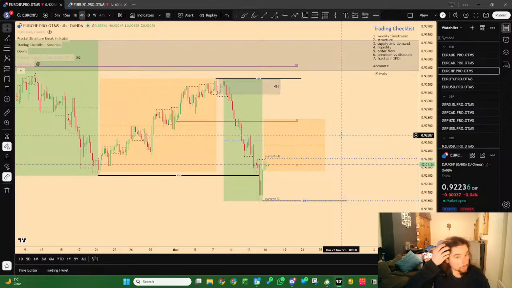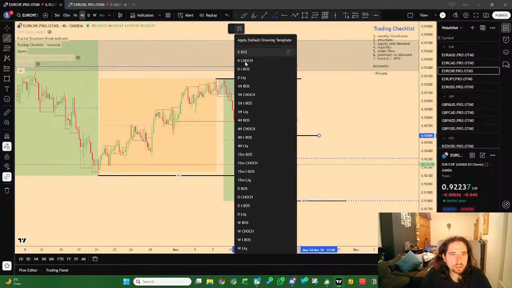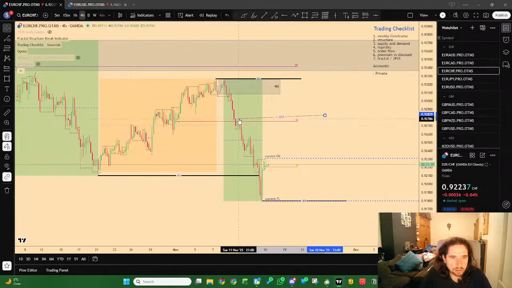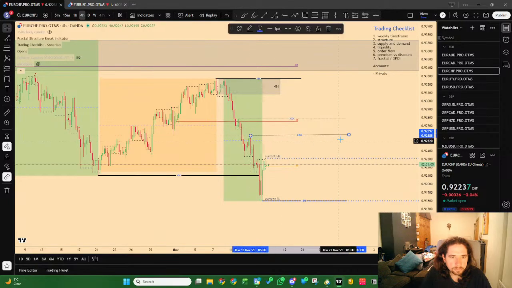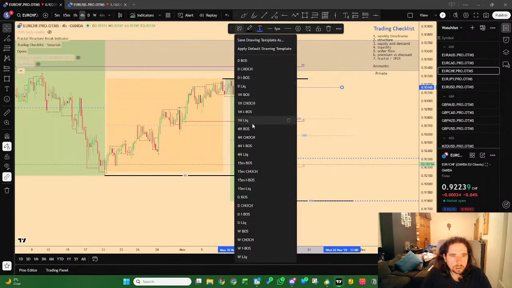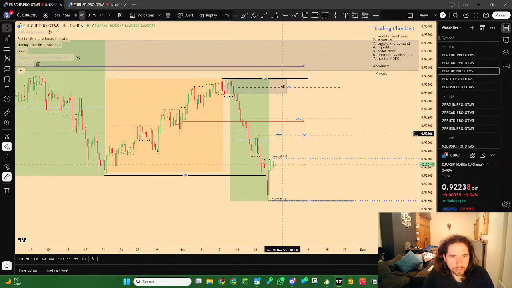So you could say that this here is our pullback, and so where is there any liquidity? Where can we aim to? So we can aim here. That's for our liquidity. We can aim here. Let's actually take that. We can aim there. We can aim right at the top here. So yeah, there's the 50% mark.